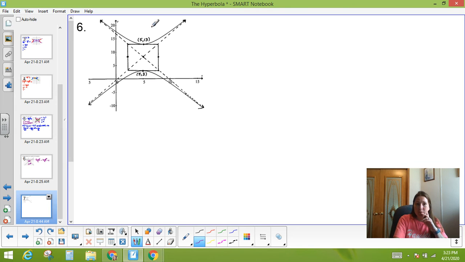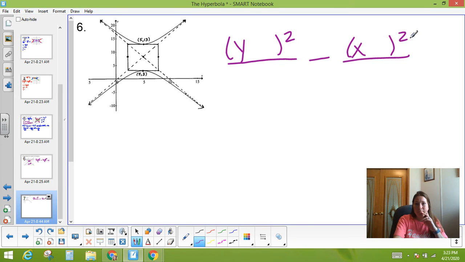So first of all, it points up and down. So we know that y comes first. The hyperbola equals 1 for standard form. All right, so now this one isn't as straightforward because there's no grids and the scaling is weird, but you can figure out what you need to know. You can figure out the center point because you know that it's halfway between 3 and 13.